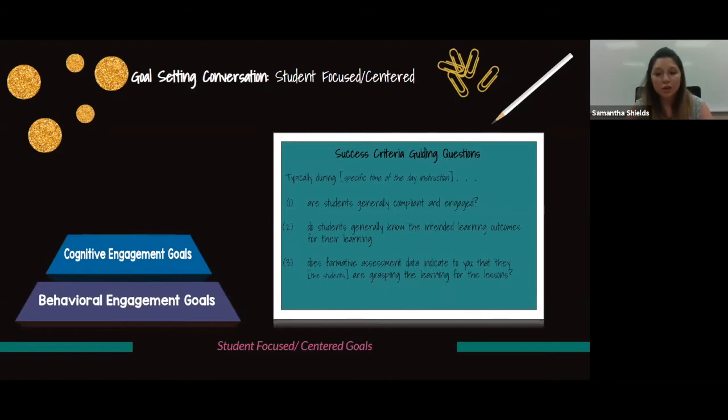And so you don't want students who are just sitting there where you're wondering, are they listening to me? Are they learning this? So these are just, are my students authentically engaged during this time? So are students generally compliant and engaged? Do students generally know the intended learning outcomes for their learning? Like, can they tell you what they were supposed to be learning? Does formative assessment data indicate to you that the students are grasping the learning for the lesson?